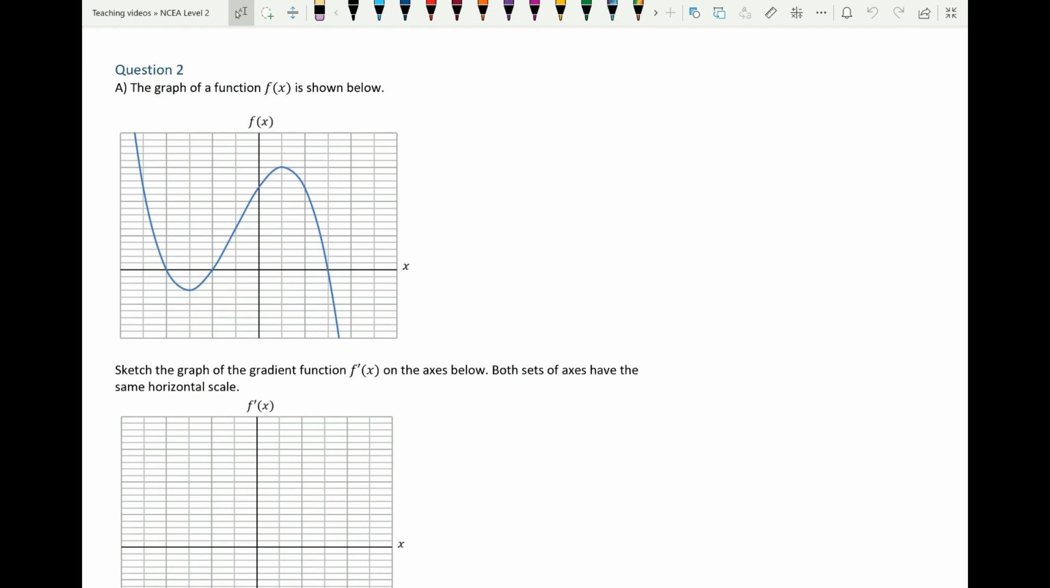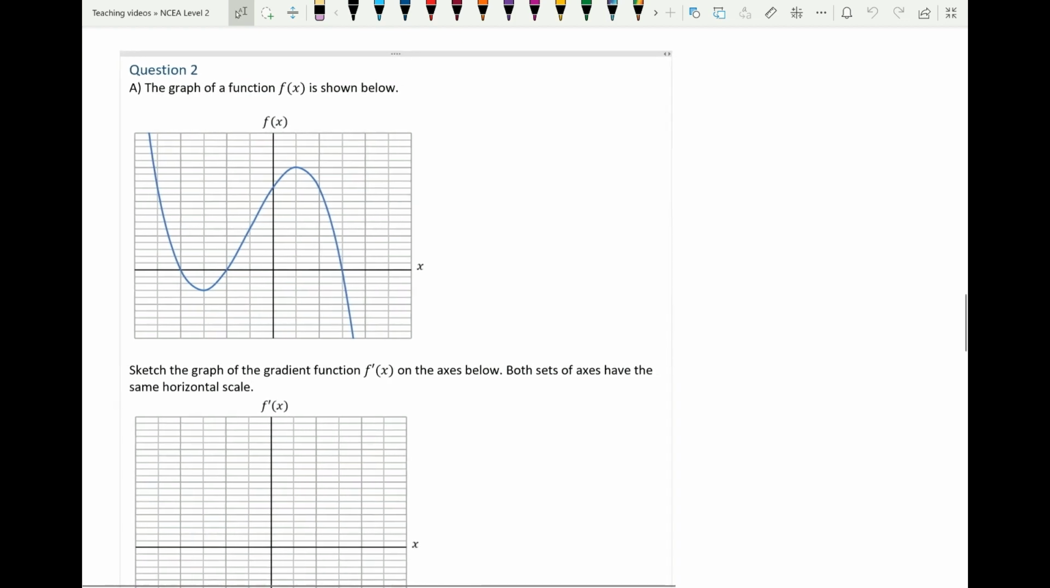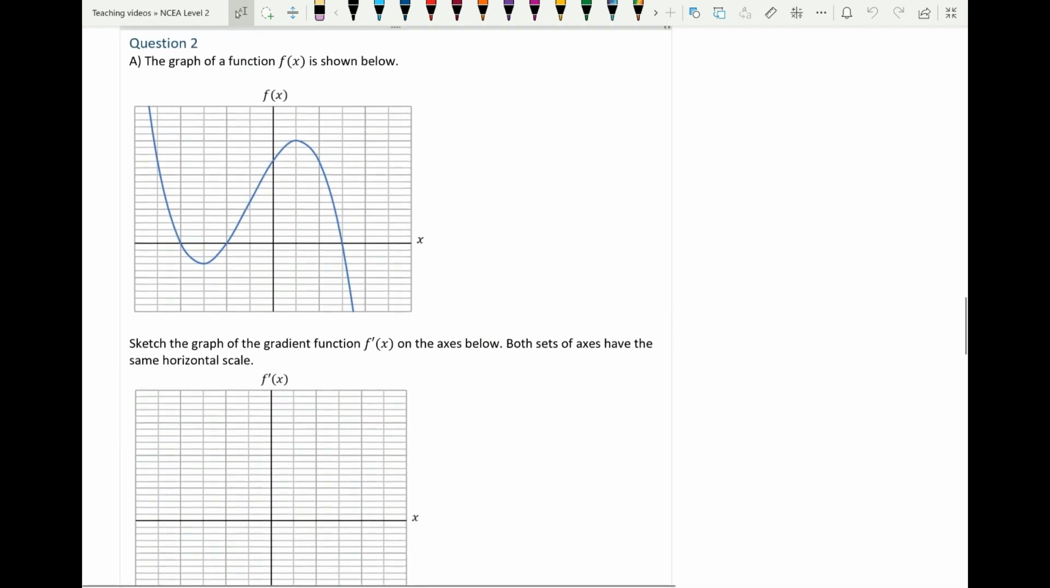The graph of a function f of x is shown below. So we can see we've got a negative cubic there. Remember, negative cubics always go like that, so down, up, down. Sketch the graph of the gradient function f dash of x on the axes below. Both sets of axes have the same horizontal scale. They've just told us that so we can make sure that we line them up. So we've been given f of x and we need to draw f dash of x.